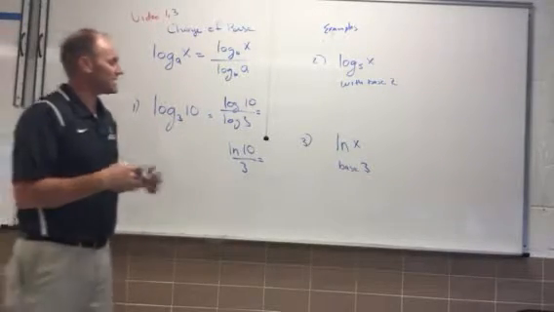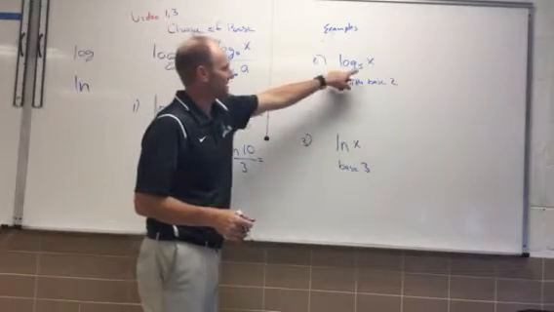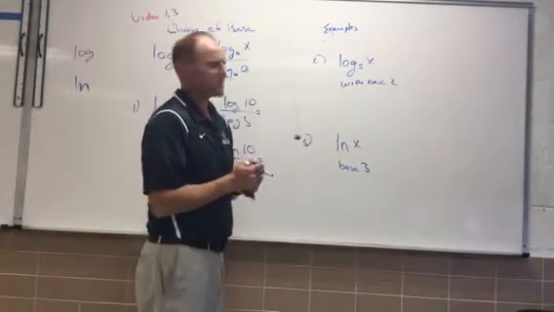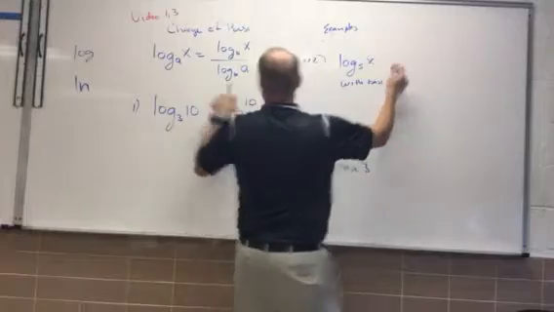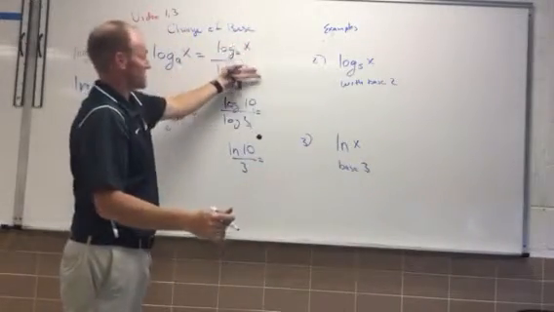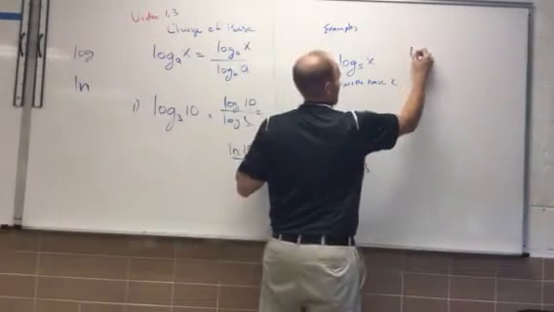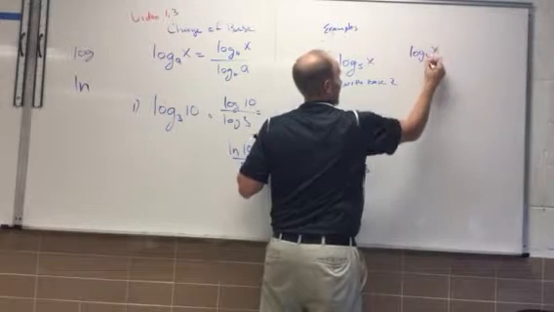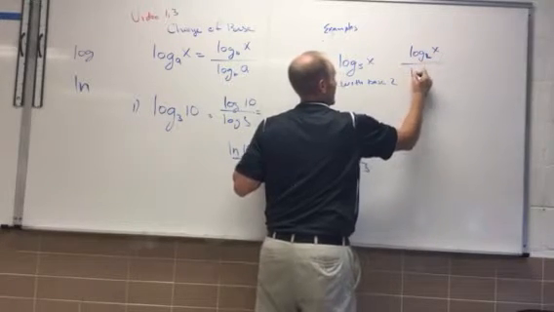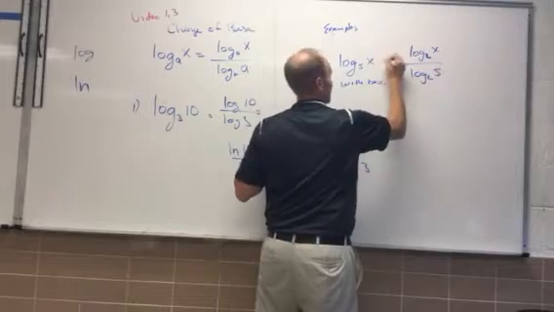So if your problem says something like this, you've got log base 5 of x, rewrite this as a base of 2. Well, I just make 2 my base, and I use this formula. So it would be log base 2 of x, what a sloppy 2, over log base 2 of 5.